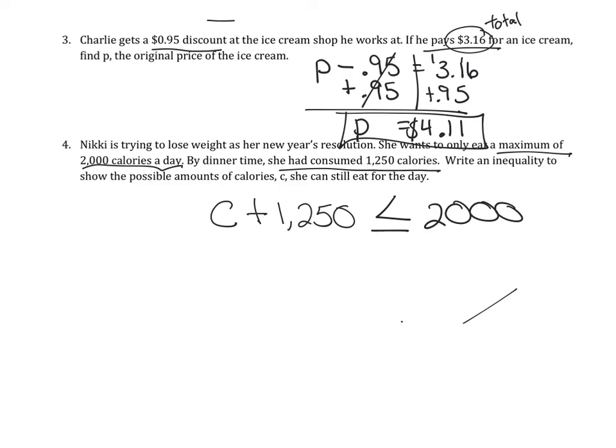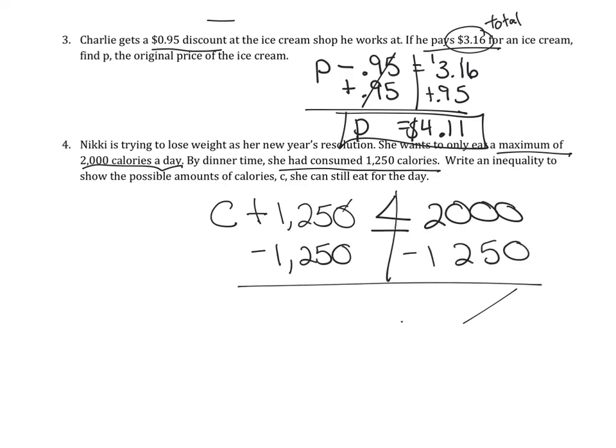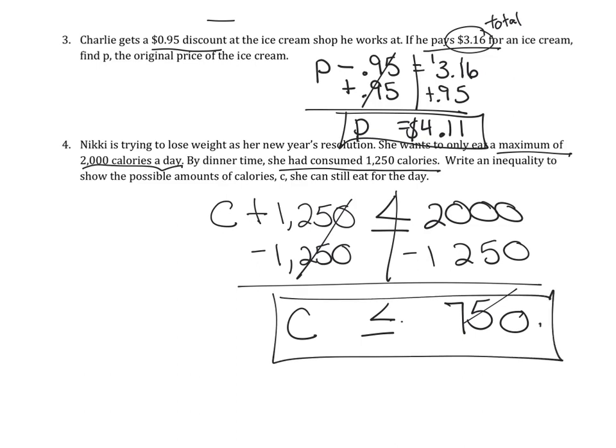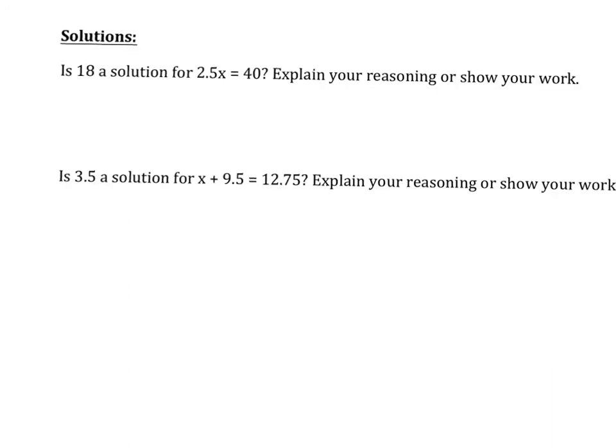So now, going to solve. We're going to subtract 1,250 from this side. Subtract 1,250 from this side. These make 0. So C is less than or equal to 750 calories. And I should put calories because we are doing a word problem. Yay, we made it to the last two problems.